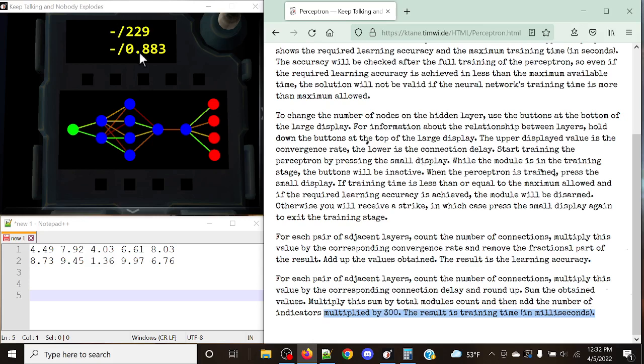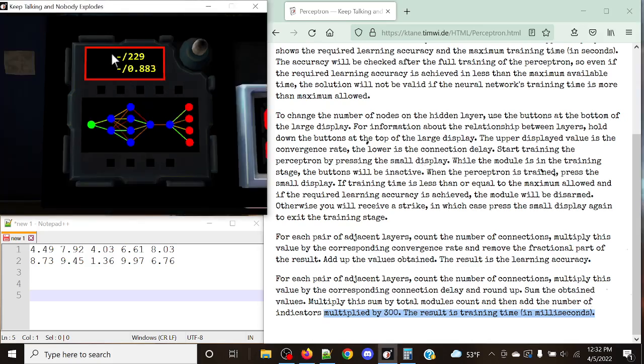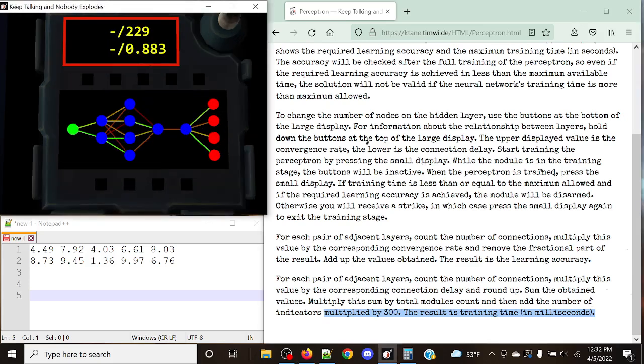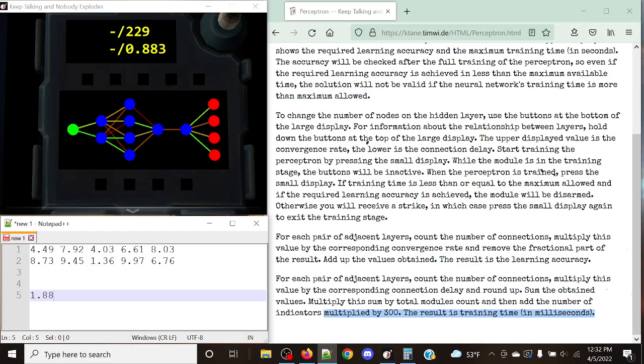Now, if you happen to have, for example, a full second for the required training time, you would simply make it 1,000, because 1 second is 1,000 milliseconds. So in this case, if it happened to be 1.883, it would simply be 1,883 milliseconds. That's just the way that works. It's just another way of writing it out.